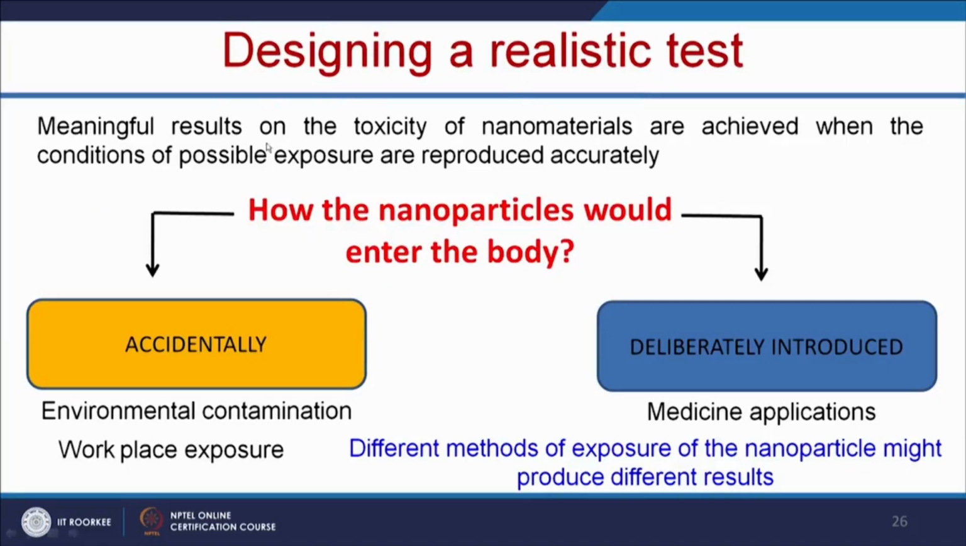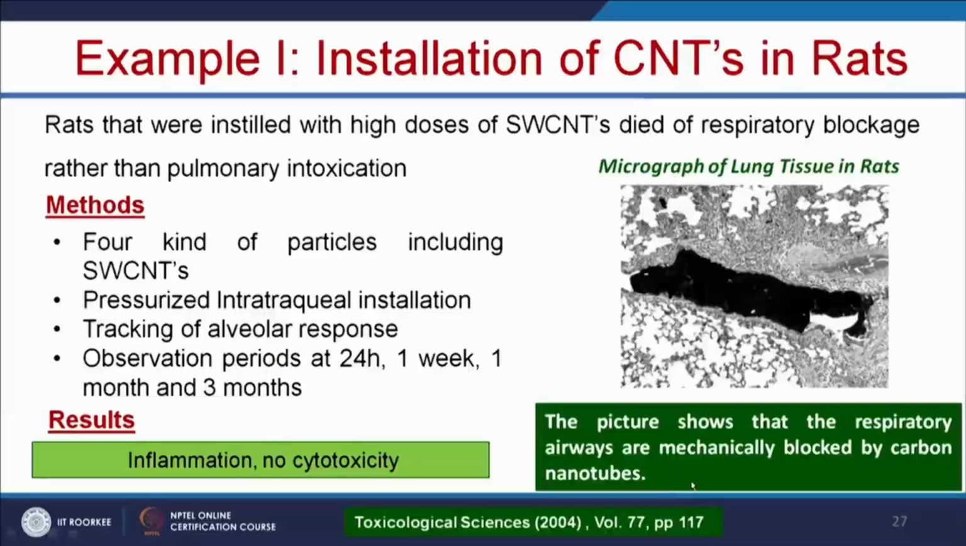Okay. So meaningful results on the toxicity of nanomaterials are achieved when the conditions of possible exposure are reproduced accurately. So let us see how the nanoparticles would enter the body. The first one is accidentally, so it may be due to environmental contamination and workplace exposure. The next one is deliberately introduced, that is your nanomedicine applications. So different methods of exposure to the nanoparticle might produce different results. So let us see this with some examples.